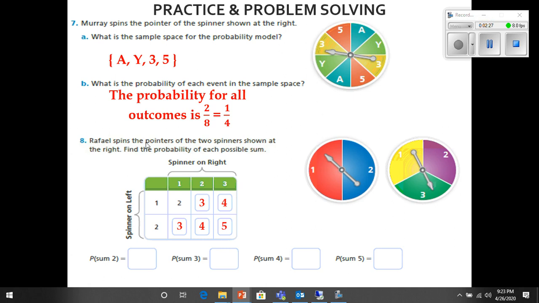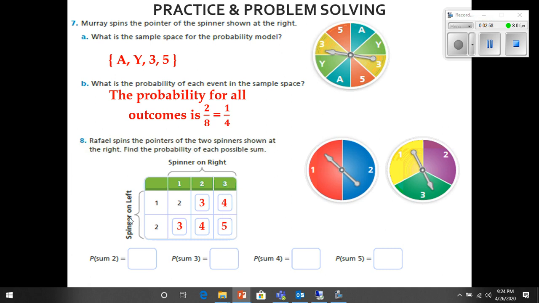Remember, it says Raphael spins the pointer of the 2 spinners shown at the right. Find the probability of each possible sum. The sum is the key word here. So we could have spinner number 1 spin a 1. And then if spinner 2 gets a 1, the sum would be 2. If spinner 2 gets a 2, then 1 plus 2 is 3. And if spinner 2 ends up being a 3, then that would be 3 plus 1, which would be 4.